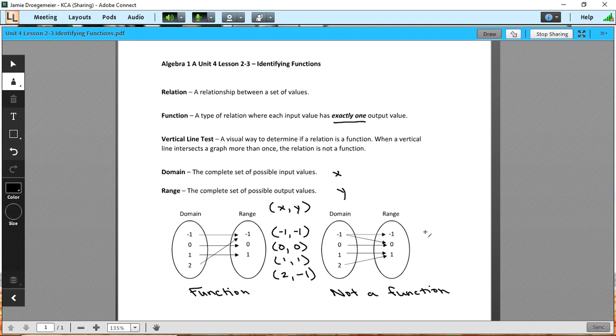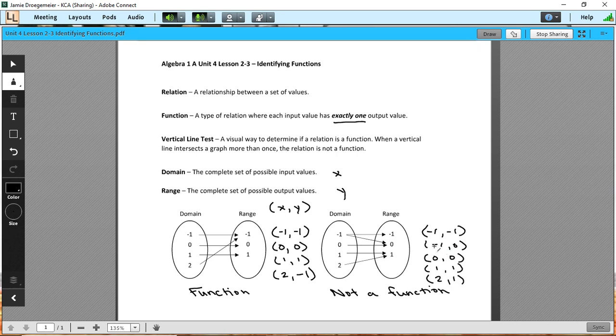And we could do the same thing here. We have -1 and -1. We also have -1 and 0. We have 0 and 0. We have 1 and 1. And then we have 2 and 1. And so even if we just had these ordered pairs, we could see that this one is not a function because we have the same domain value associated with two different range values. So an input can only have exactly one output value for it to be a function.